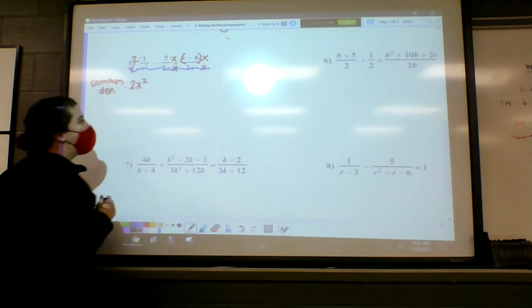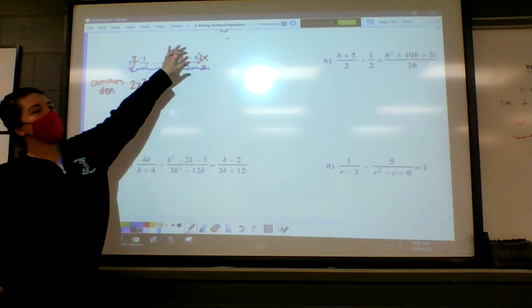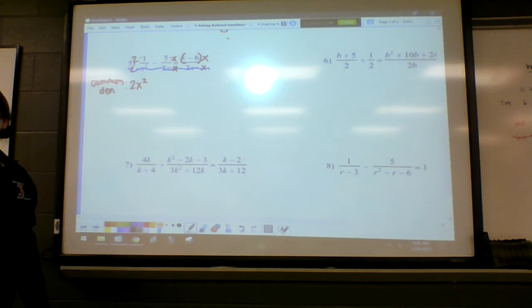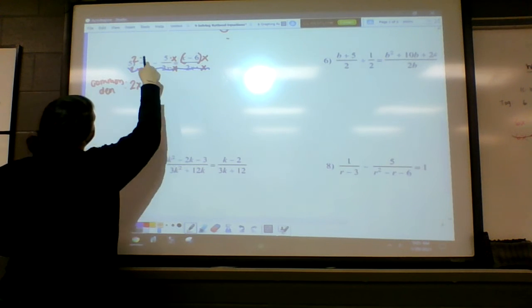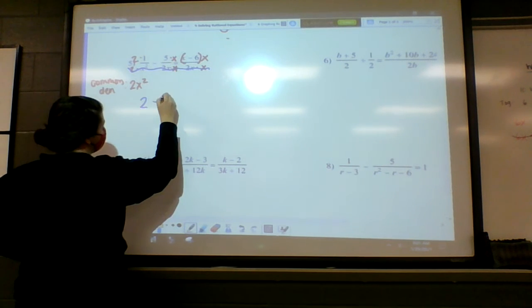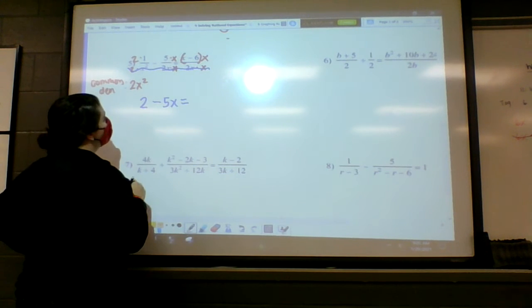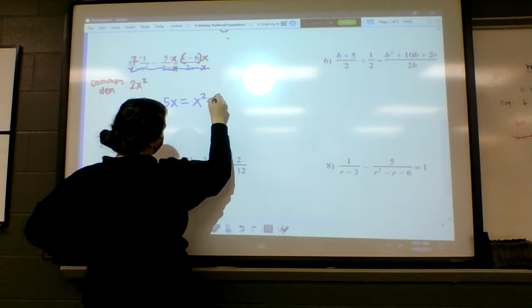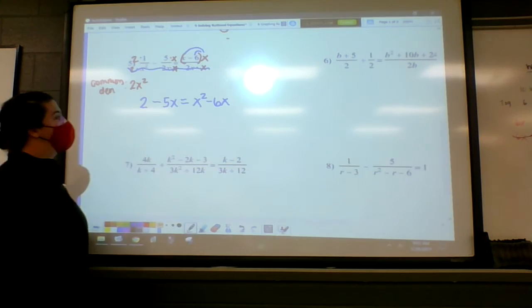All right. When I want work on this problem, I'm looking for this. This right here. This is work, okay? So that's what I'm looking for. What you got going on there? 2. There's a minus there, so minus 5 times x, so minus 5x equals x squared minus 6x. Distributing the x brings out an x squared.